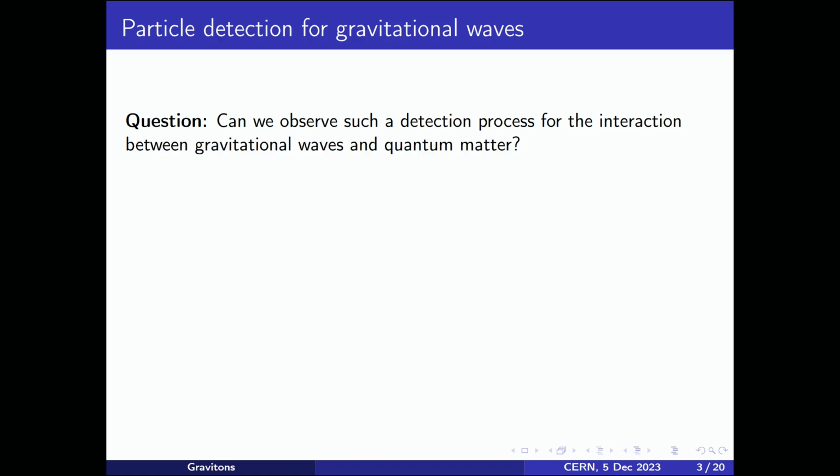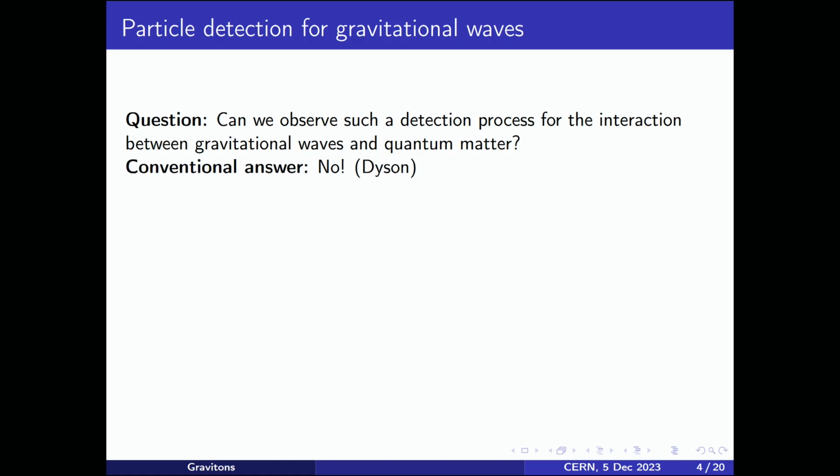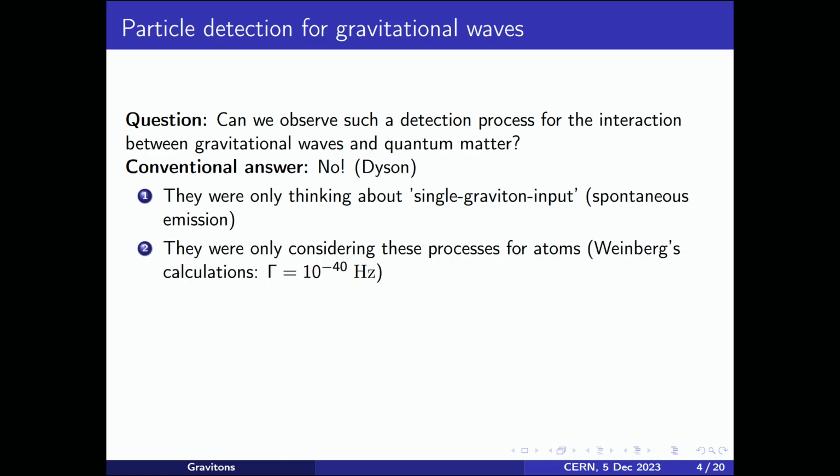So the main question we set out to answer in this project was, can we observe a detection process of that kind for the interaction between gravitational waves and quantum matter? And the conventional answer to this question is no. Dyson famously did an analysis about whether it's possible to detect a single graviton, and he reached the answer no for two main reasons. Firstly, he had this concept that a proper detection is only a detection when there's a single graviton input to the detector. And he was also only considering these processes for atoms.